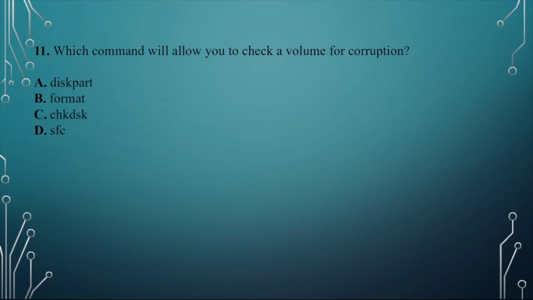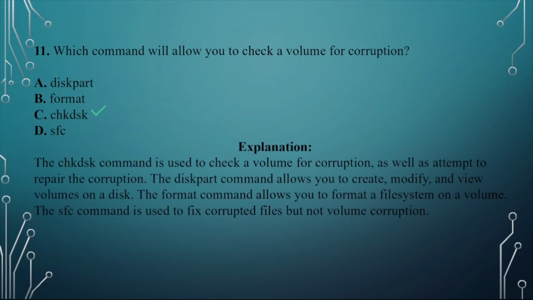Question number 11. Which command will allow you to check a volume for corruption? A. Diskpart. B. Format. C. Chkdsk. D. SFC. So what command allows you to check a volume for corruption to see if it's corrupted? What would you type in? That will be C. Chkdsk.